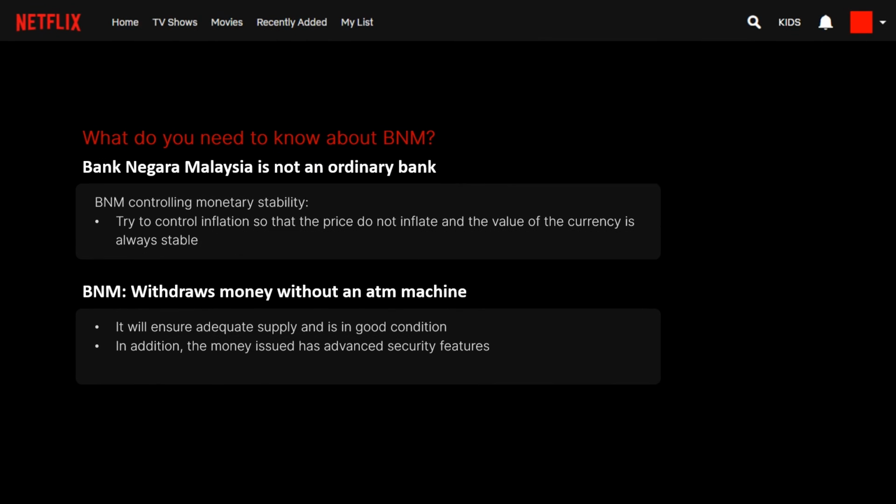What do you need to know about Bank Negara Malaysia? Bank Negara Malaysia is not an ordinary bank. Bank Negara Malaysia controls monetary stability, so it tries to control inflation so that prices do not inflate and the value of the currency is always stable. Next, Bank Negara Malaysia can withdraw money without an ATM machine. It will ensure adequate supply and that the money is in good condition. In addition, the money issued has advanced security features.